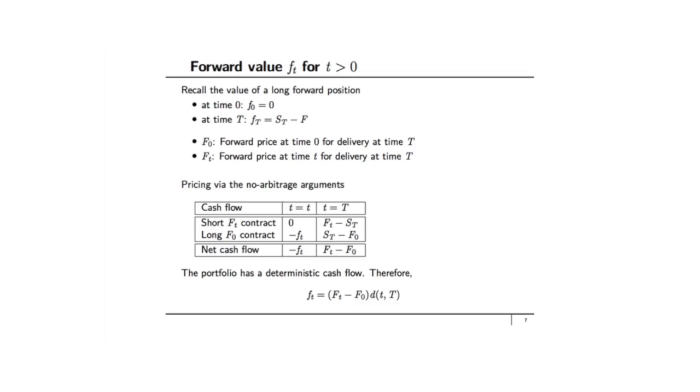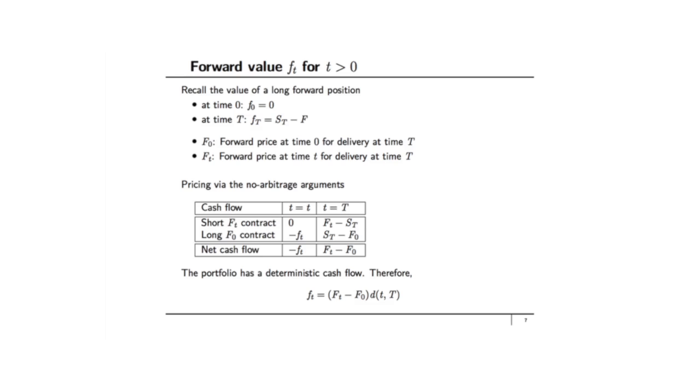Now what we want to do is construct the value of the forward at some time t strictly greater than 0. Remember, this is the value and the price of a forward contract. We already know that at time t equal to 0, f sub 0 is equal to 0. At time t equal to capital T, f sub t is going to be S capital T minus F, the spot price at the expiration capital T minus the forward price.